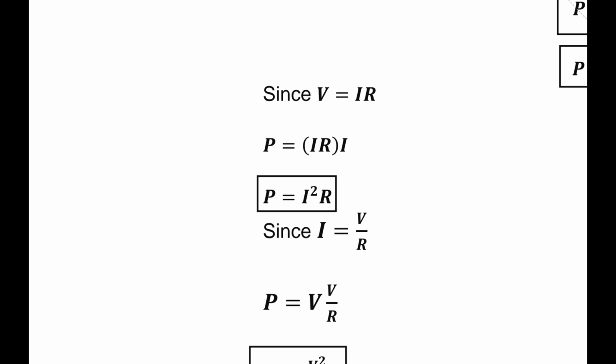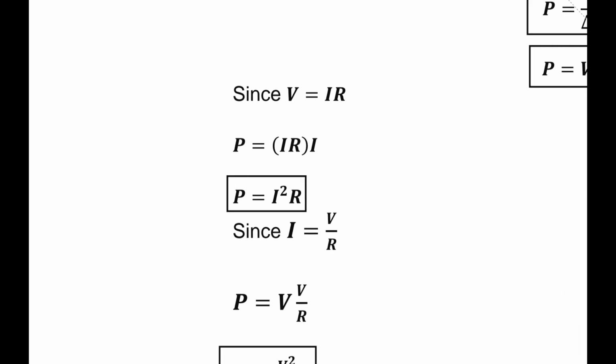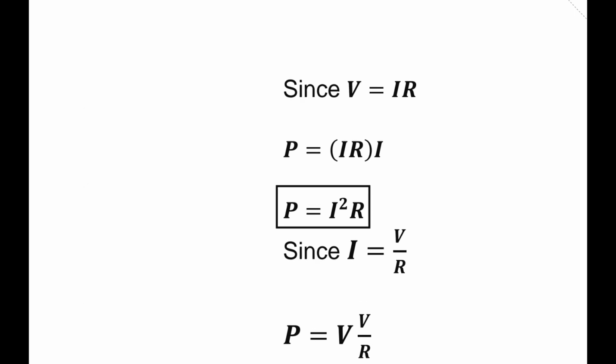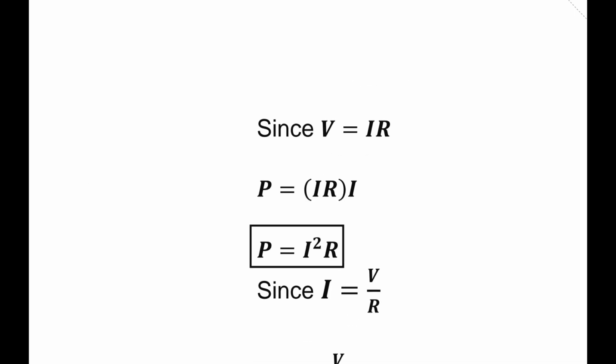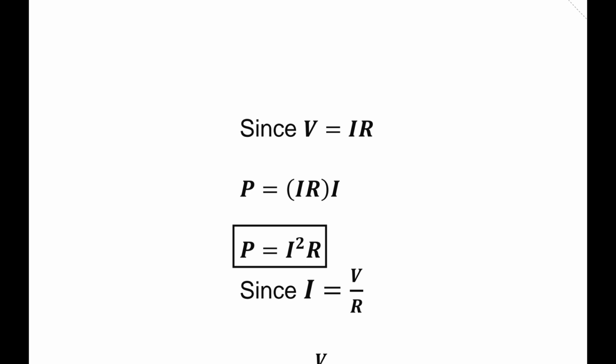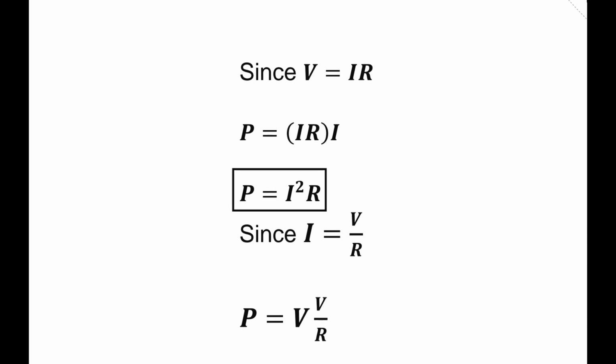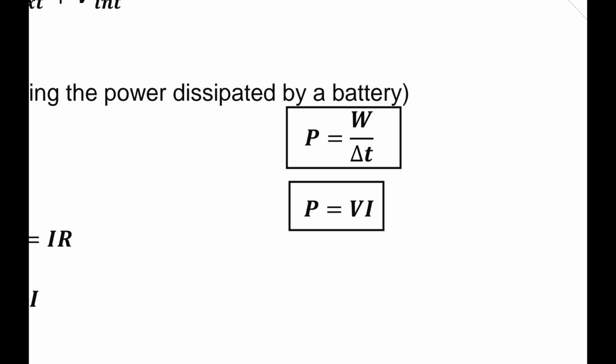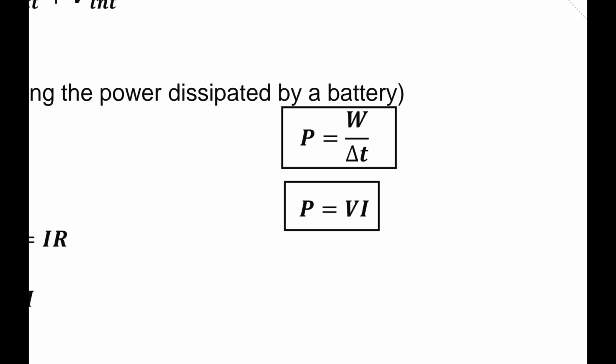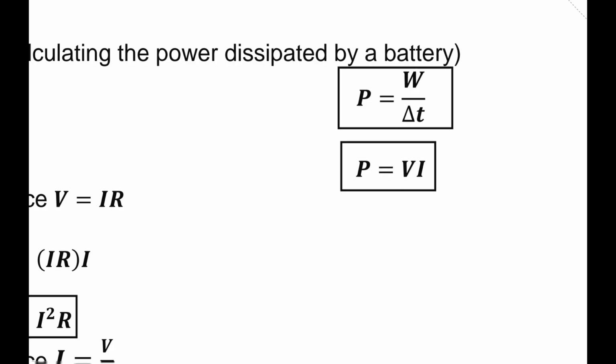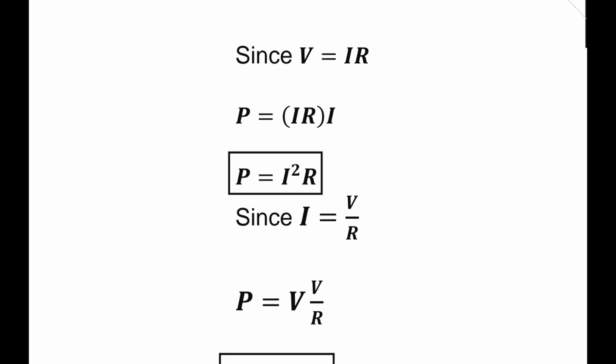Since V equals I times R, P equals I times R times I, that's why we get I squared: P equals I squared times R. This is the formula you're going to use when calculating power when you are given the current and the resistor. And the other one is the formula you're going to use when you are given work, or energy, and change in time. So you need to know how to apply these formulas.